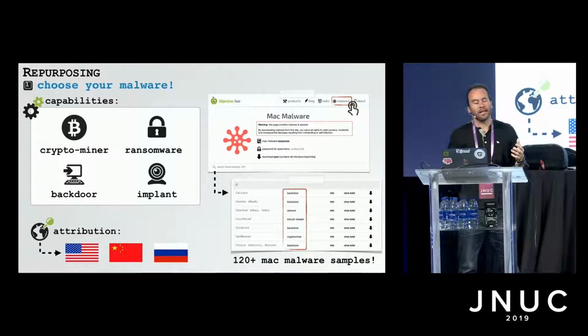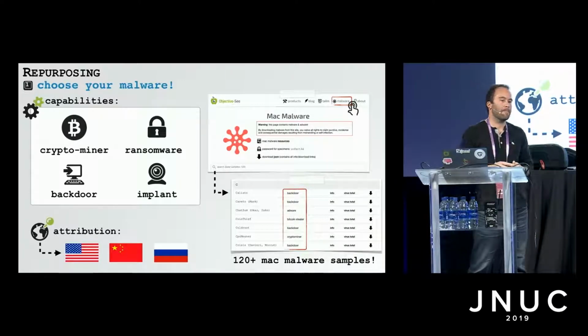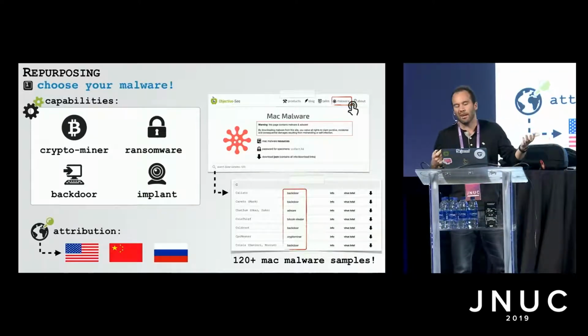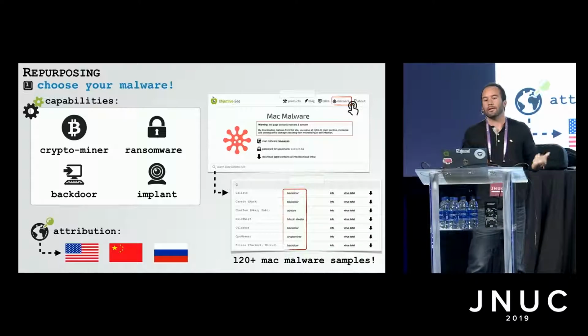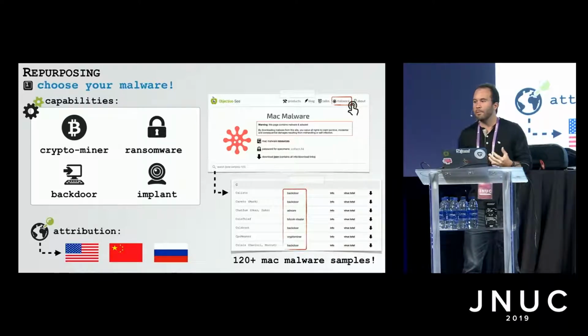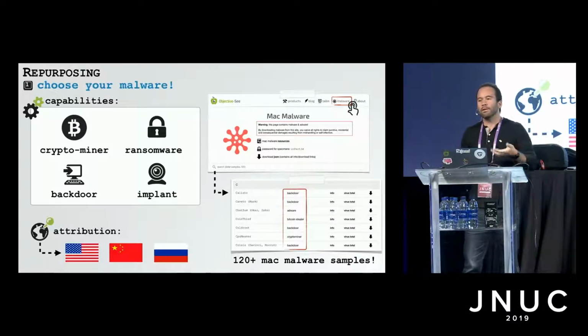The first is deciding what you want the malware to do. Right? So if you're a hacker, you have to say, okay, I know I want to repurpose a piece of Mac malware. I don't want to write it from scratch, kind of lazy. But what do I need? Do I need an interactive backdoor? Do I need a cryptocurrency miner? Do I need a piece of ransomware? Or something more complex? Secondly, attribution might be important to the hacker.